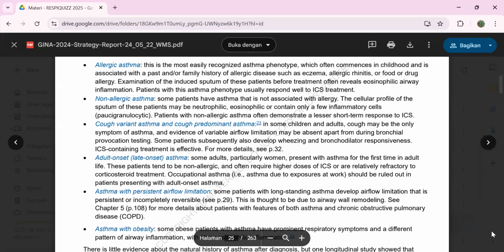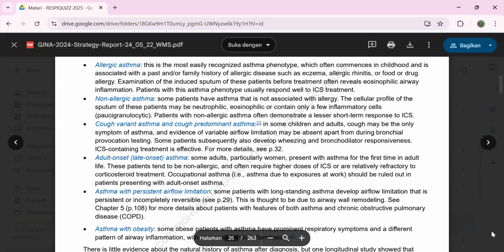Cough variant asthma and cough predominant asthma. In some children and adults, cough may be the only symptom of asthma, and evidence of variable airflow limitation may be absent apart from during bronchial provocation testing. Some patients subsequently also develop wheezing and bronchodilator responsiveness. ICS-containing treatment is effective.